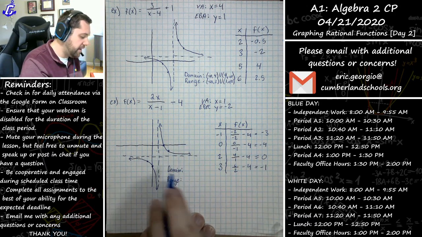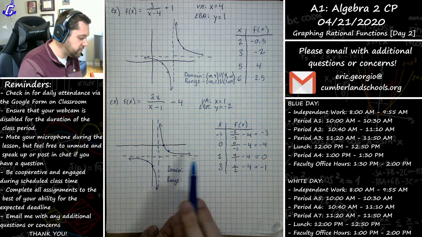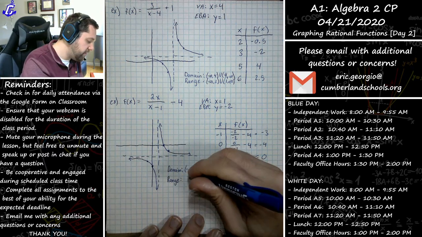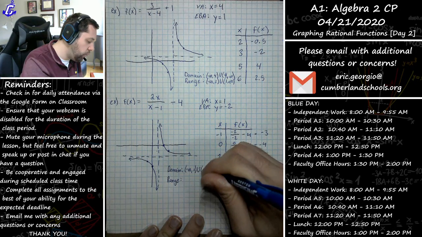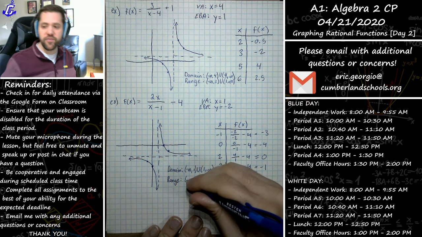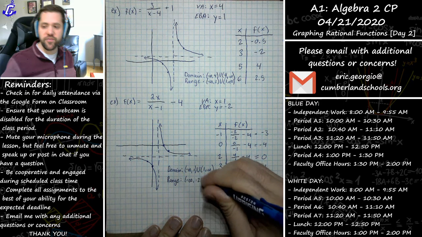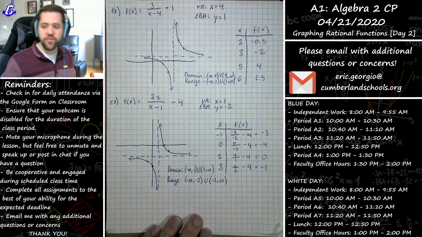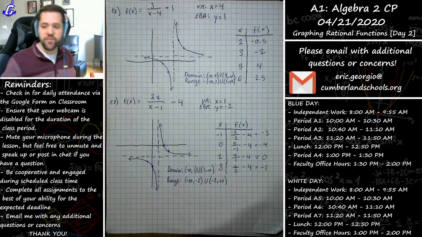Our domain, again, left to right. It goes left forever, it goes right forever, but skips over this value of 1. So our domain is negative infinity to 1 union 1 to infinity. It's literally everything except 1. It just skips 1. And then our range, negative infinity to negative 2 union negative 2 to infinity. Okay, everything less than negative 2, everything bigger than negative 2.